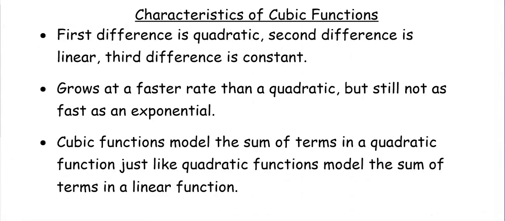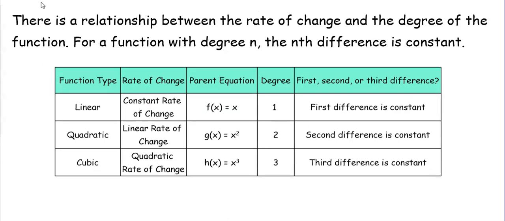All right, just to summarize some of these characteristics of cubic functions. The first difference is quadratic, the second difference is linear, and the third difference is constant. It grows at a faster rate than a quadratic, but it's still not as fast as an exponential. Cubic functions model the sum of terms in a quadratic function, just like quadratic functions model the sum of terms in a linear function. There is also a relationship between the rate of change and the degree of the function.